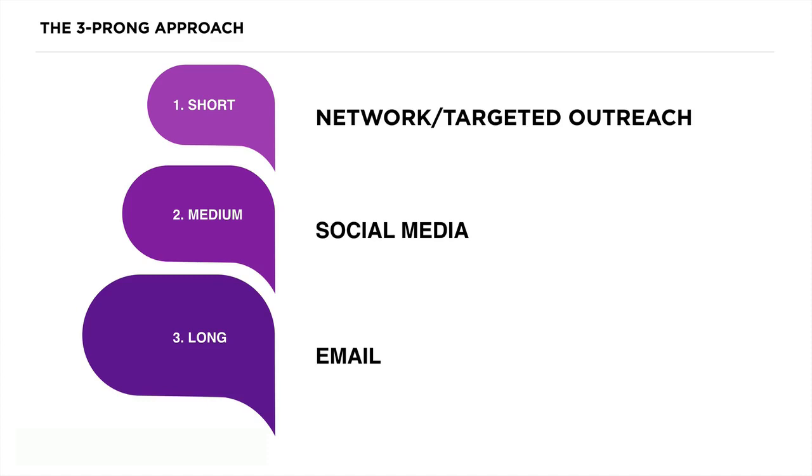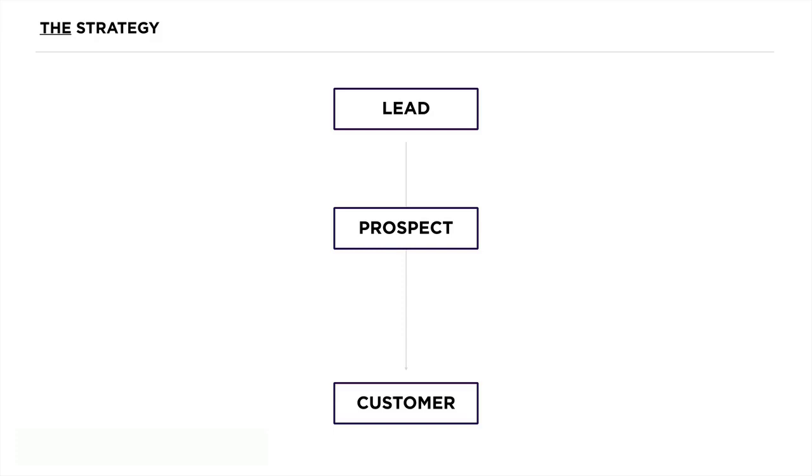That's why this three-prong approach gives you the best of all worlds: short-term results while building the foundation for long-term systemization, scaling, and automation. All of the tactics we're going to talk about for each of the three prongs come down to this one strategy. You need to generate leads who are potential customers and make them aware of your business as a solution to their problem, whether that's through your network, social media, or any of the other strategies that we're going to cover.